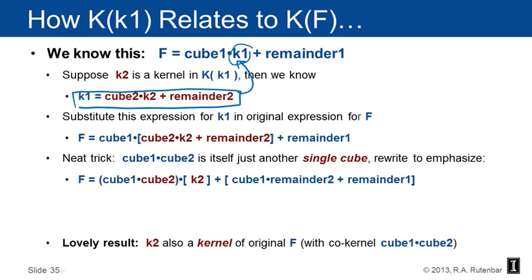Now let's do a little bit of very simple Boolean algebra here. And let's remember that cube 1 ANDed with cube 2 is just a single cube. Cube 1 is something like ABC, and cube 2 is something like XYZ, and ABC XYZ is just still another cube. So I can actually take those two cubes and pull them out. And if I do a little bit of algebra, I'm going to get that F is cube 1 and cube 2, ANDed with K2, the kernel of K1, plus a bunch of other junk.